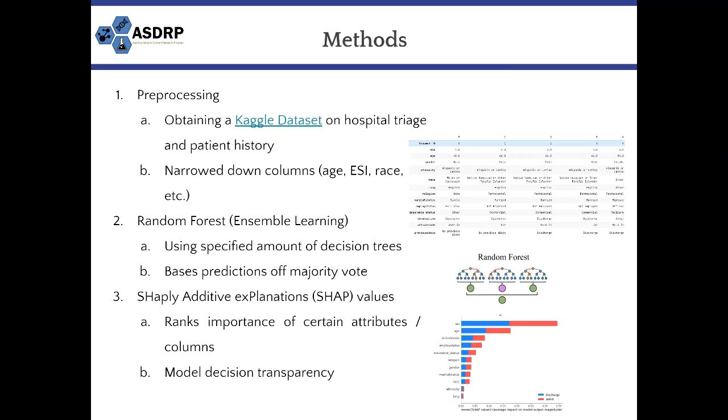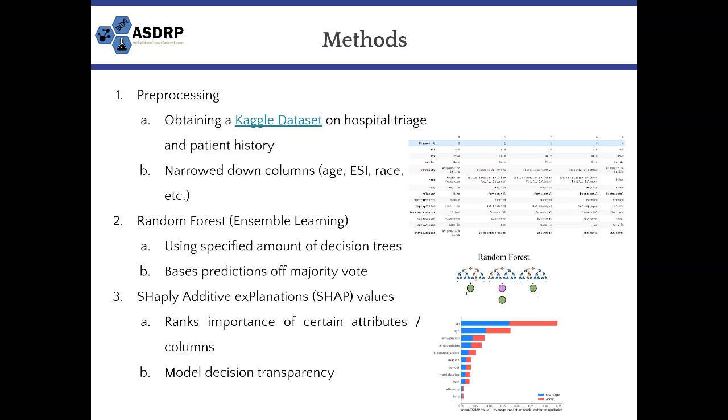But if you know anything about neural networks, you'll know that they're generally treated as a black box. You put data in and you get data out, but you don't really know what's going on in between. But for the purpose of our research, we wanted to know what the model was thinking and how it basically ranked certain features. So the algorithm that we used to do this was called SHAP values.